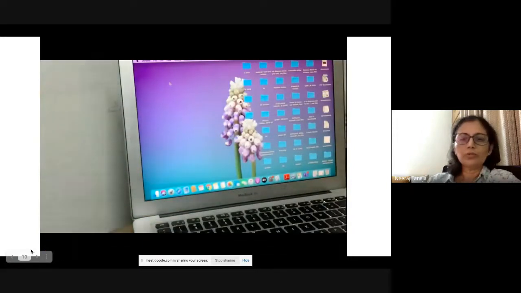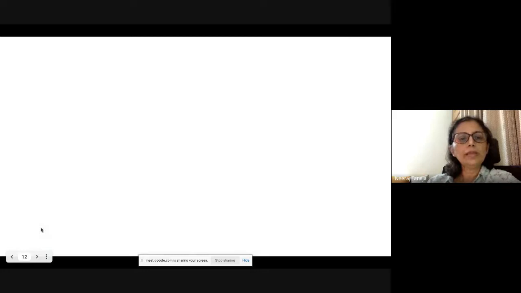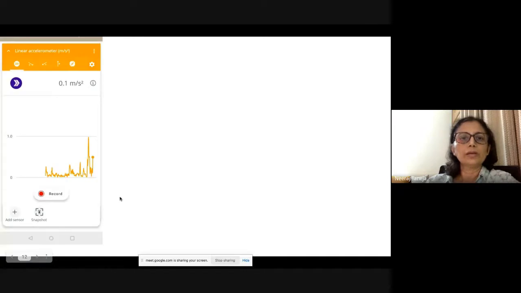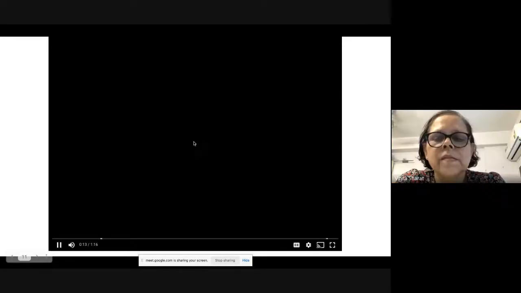So we move on to the next application, which is the accelerometer. Let's just observe how you use this accelerometer, and I'll show you how you take a reading.